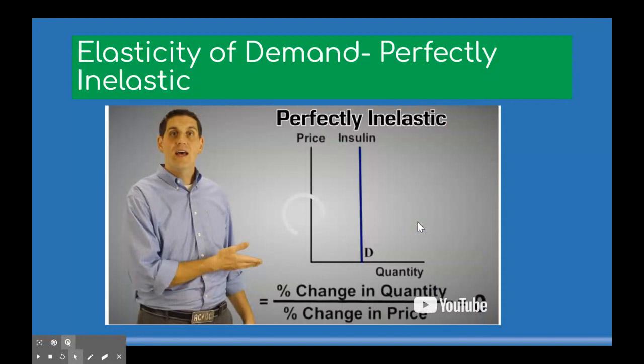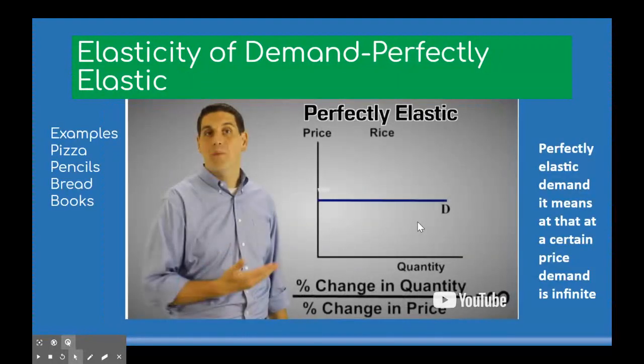You can also have perfectly inelastic, which would be a straight vertical line, and your number would have been 0. You can also have perfectly elastic, which is a straight horizontal line, and that means that your number would be infinite. Perfectly elastic demand means at a certain price, demand is infinite. It's going to keep going regardless.